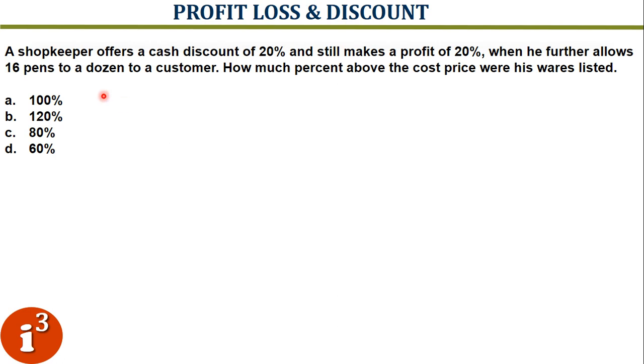Let's see this problem. A shopkeeper offers a cash discount of 20% and still makes a profit of 20% when he further allows 16 pens to a dozen to a customer. How much percentage above the cost price were his wares listed? So understand this question. The shopkeeper first gives a cash discount of 20%. Again he is giving one more discount, 16 pens to a dozen, meaning at the price of 12 pens he is giving 16 pens. So there are two discounts, and after giving these two successive discounts he still makes a profit of 20%.